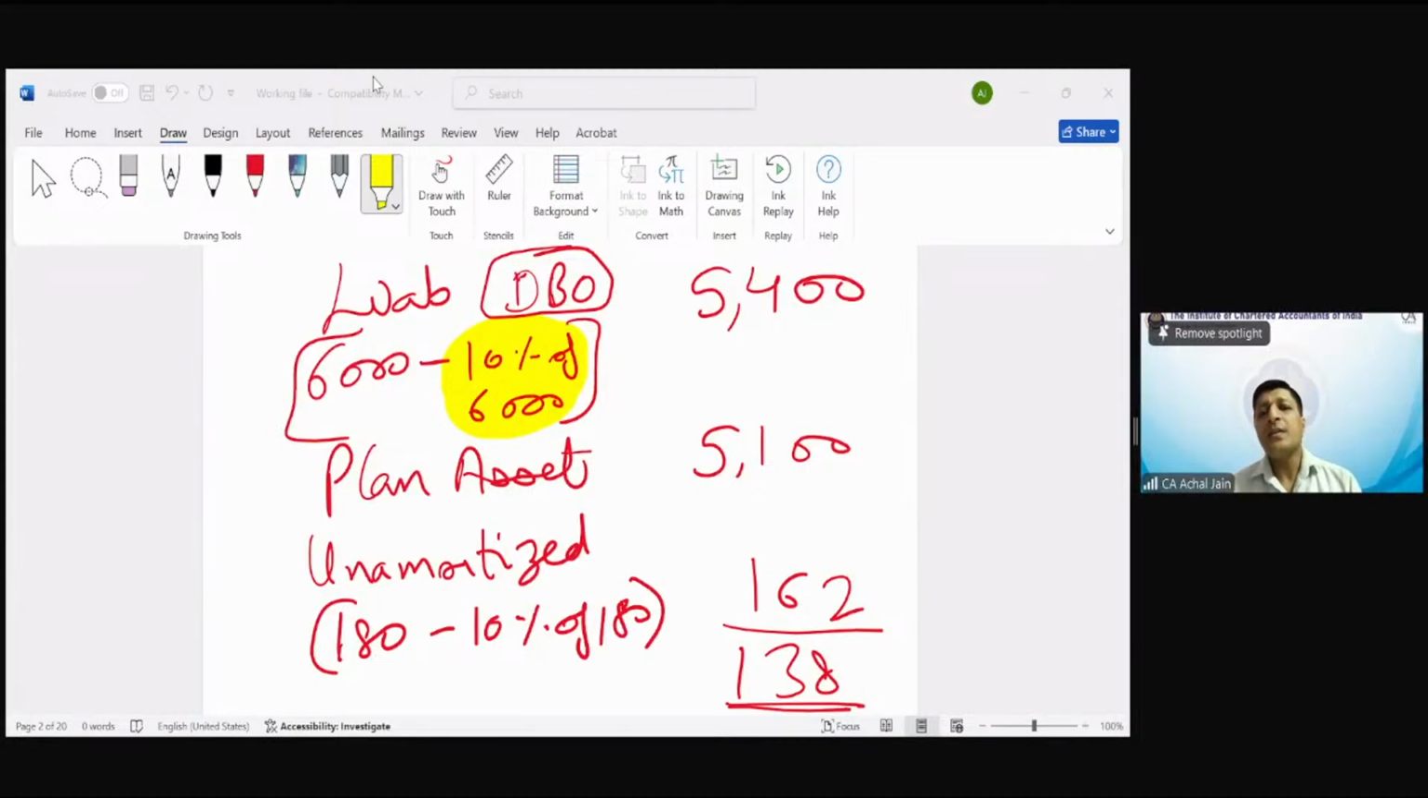Ishan is asking, sir, the plan asset could be any fund created or it can be anything other. See, plan asset, you can say, is a kind of investment which the company has done. And again, it could be any type of fund. It could be any type of investment. So that's how you need to look into it.